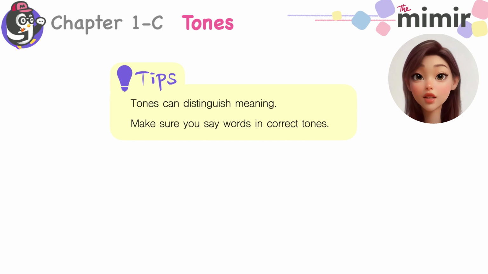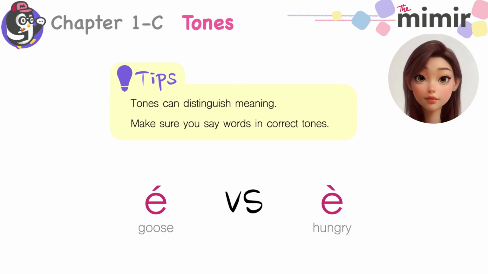In Chinese, the 4 tones are very important because the tones have the function of distinguishing meaning. Let's make the example. The a with second tone has the meaning of goose, while the a with fourth tone could mean hungry. So it's totally different when you are saying á and à.